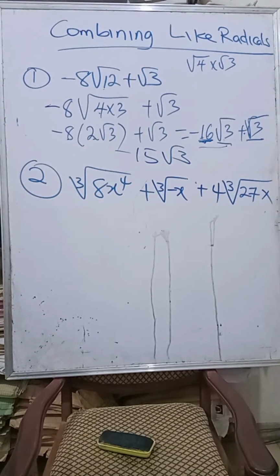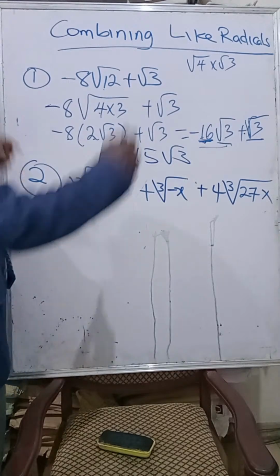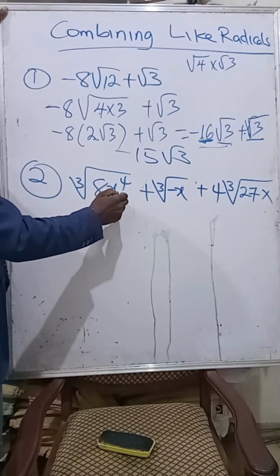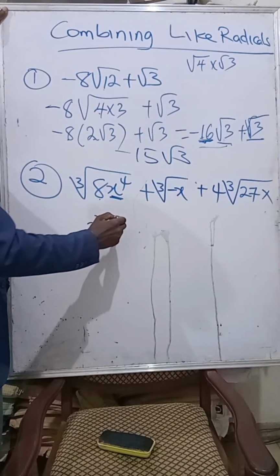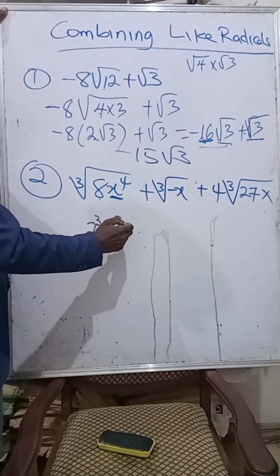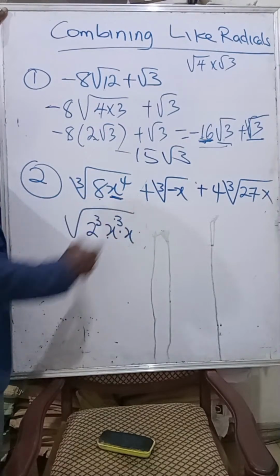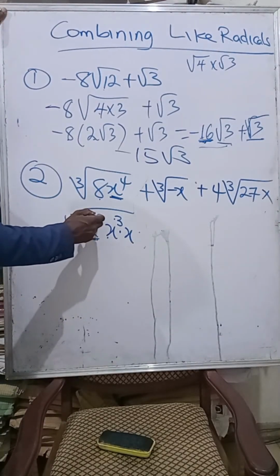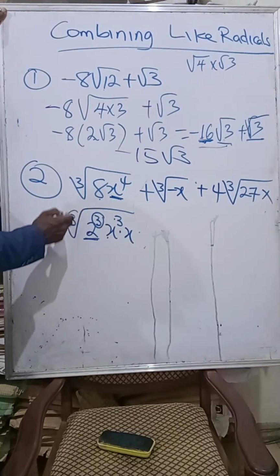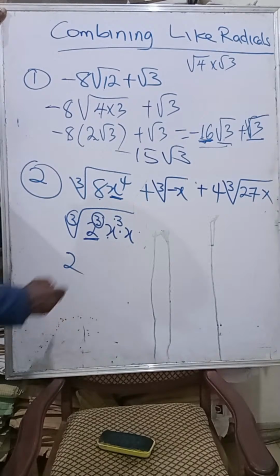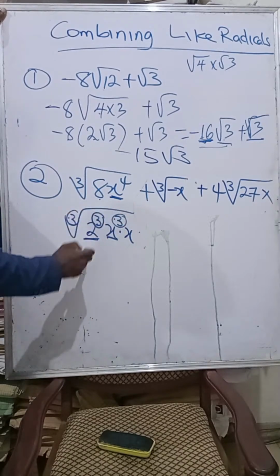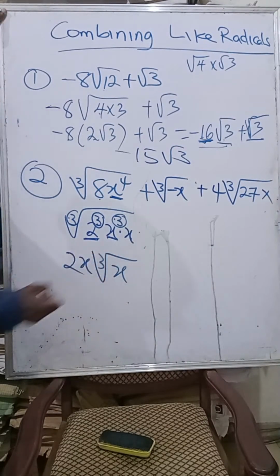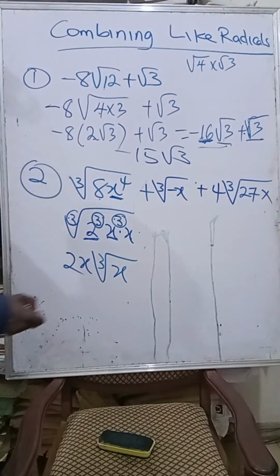Yeah, let's say the second one. So what we're going to do, 8 is 2 to the power 3. This x to the power 4 we split into 2, such that one of them has a power of 3, times x. So don't forget the cube roots. Cube root of 2 to the power 3, the index and the power are the same, so that will give you the base, that's 2. This one also, this and this are the same, that will give you x. This is cube root of x.